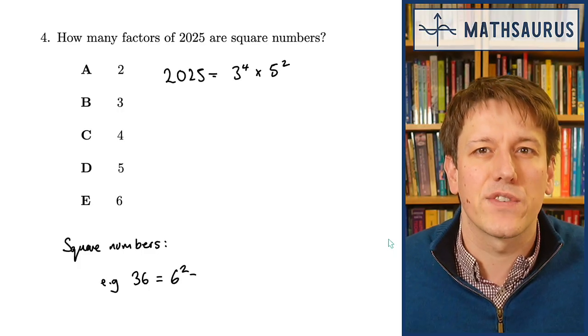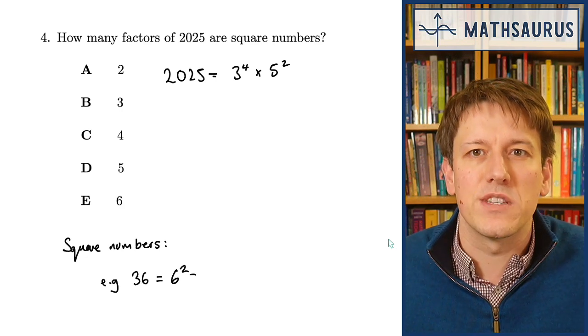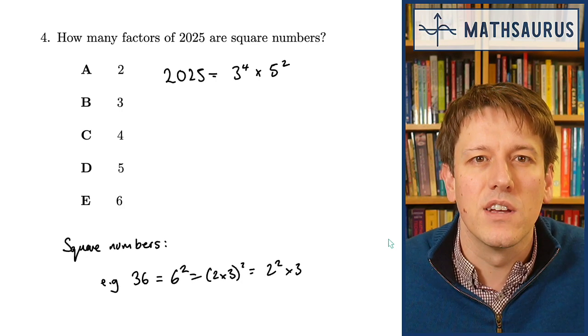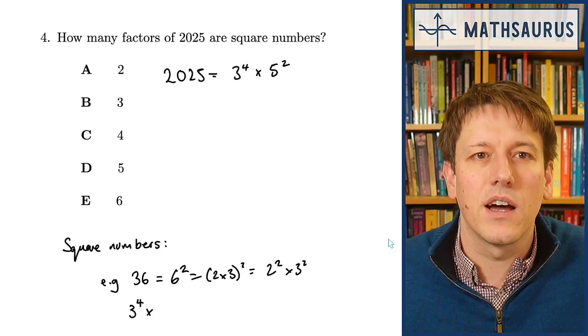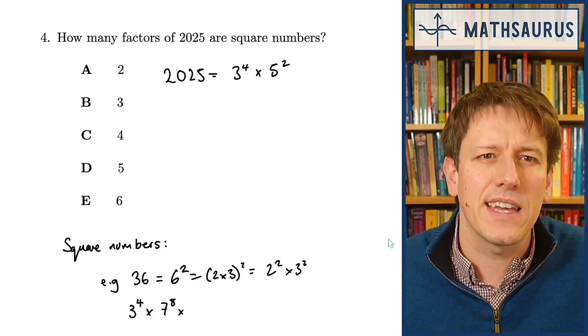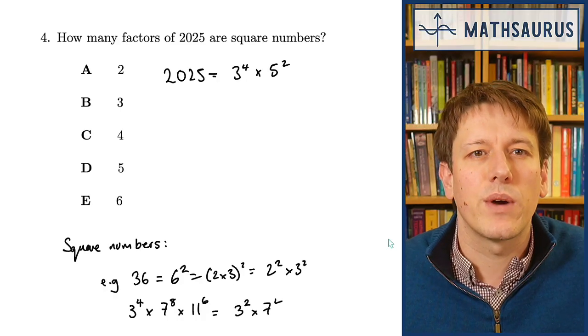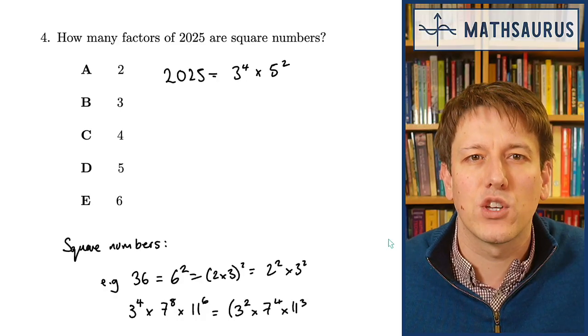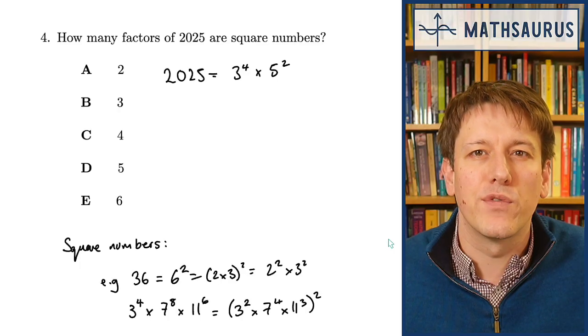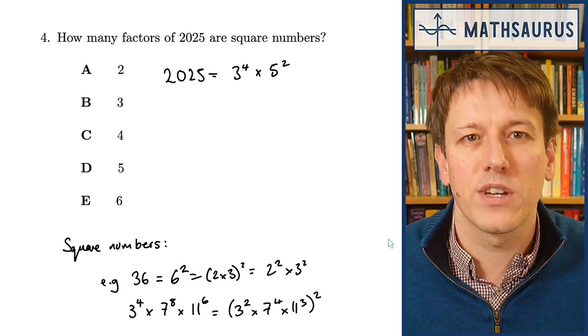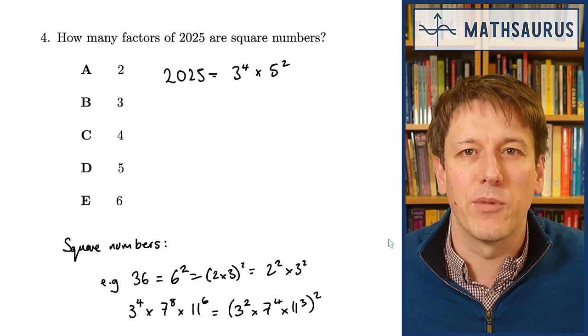But to get a square number, let's think about what we need. So 36, for example, is a square number. It's not a factor of 2025, but it's equal to 6 squared. That's 2 times 3 squared, so that's 2 squared times 3 squared. I can also make square numbers like this, right? 3 to the 4 times 7 to the 8 times 11 to the 6 is 3 squared times 7 to the 4 times 11 cubed, all squared, because of the rules of indices and powers, right? I'll get 3 to the 2 times 2 times 7 to the 4 times 2 times 11 to the 3 times 2 when I multiply that out.